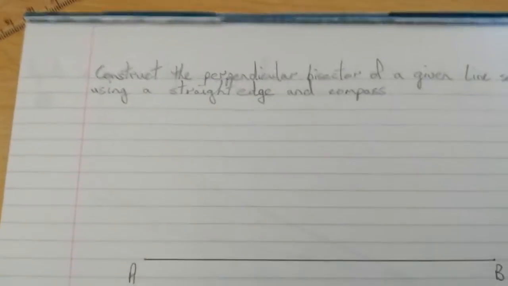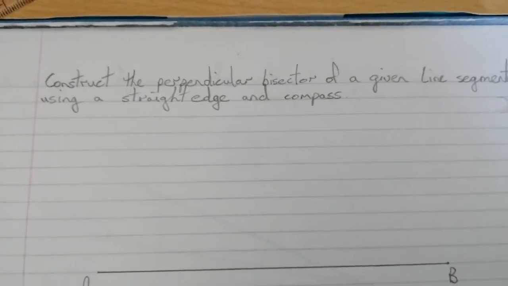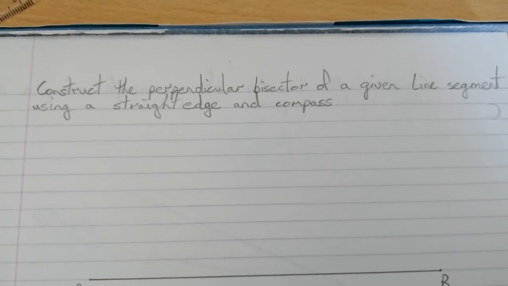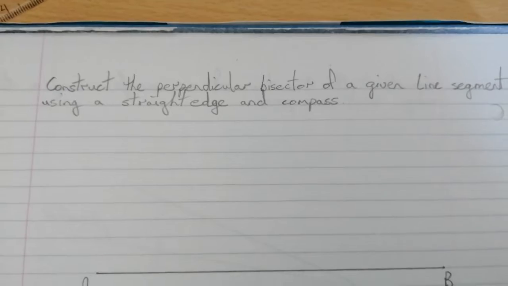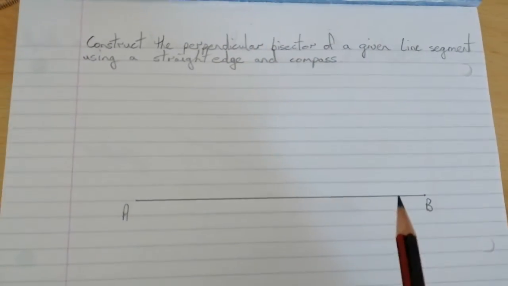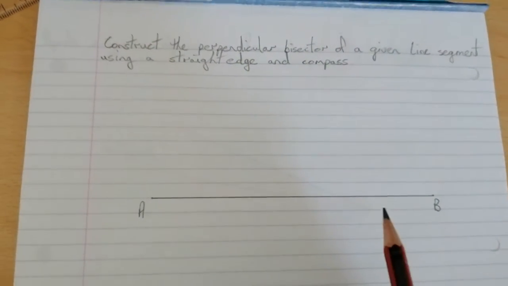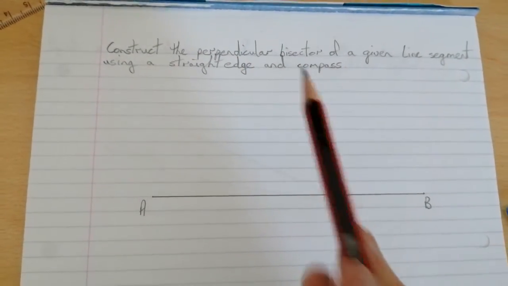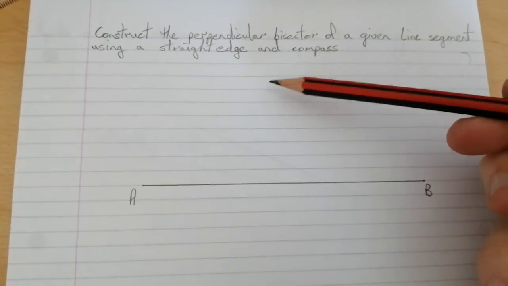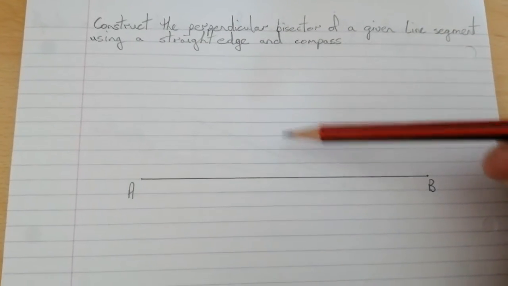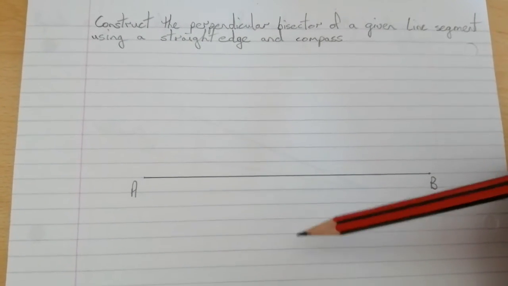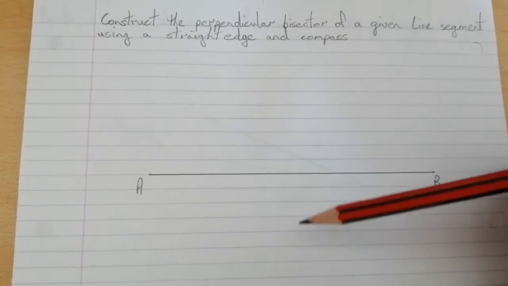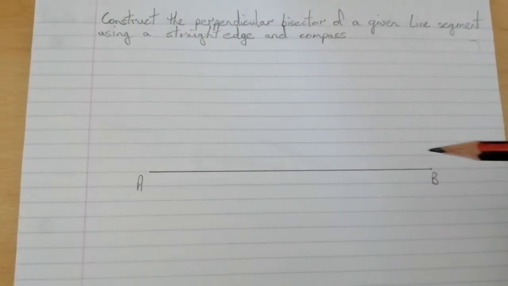Okay, welcome back. So our next construction we're going to go on to is to construct the perpendicular bisector of a given line segment using a straight edge and compass. So basically we want to bisect this line segment, so we want to divide it in two, and we want to draw a perpendicular bisector. In other words, a line which is perpendicular to this line segment, so it'll cut through it at 90 degrees, and it will also bisect it. It'll go through the center or the halfway point between A and B.